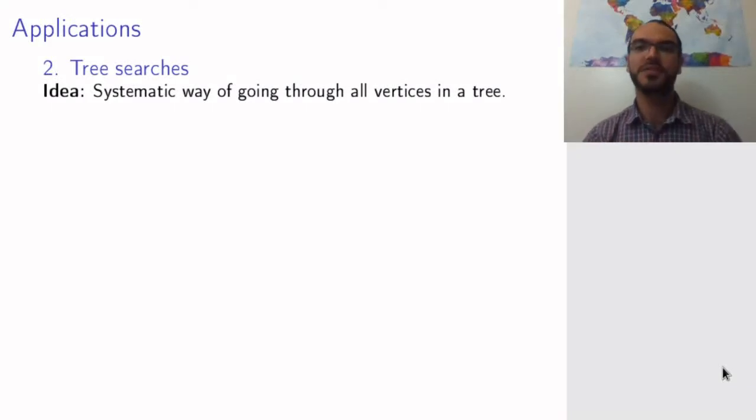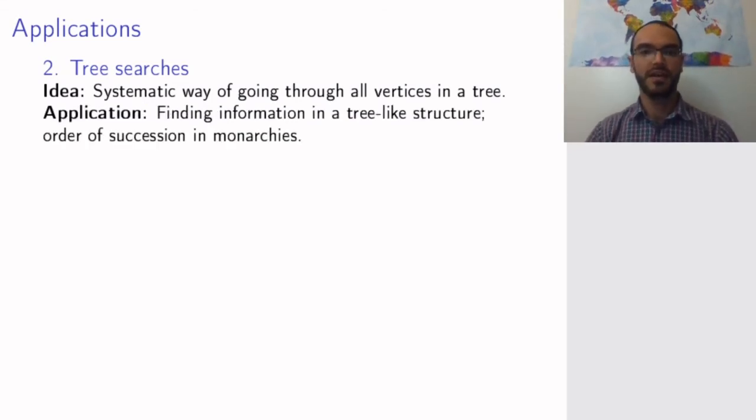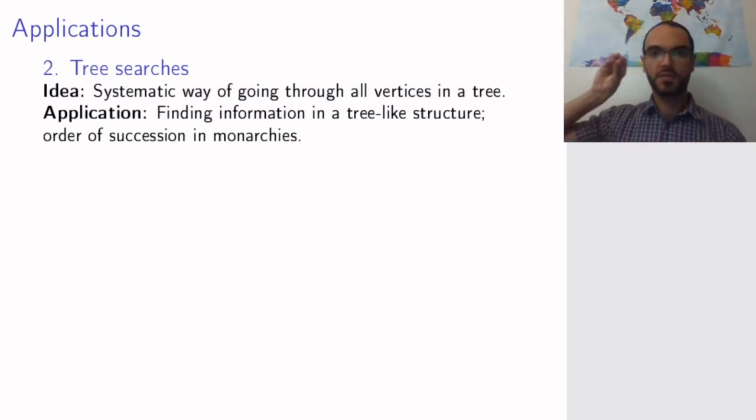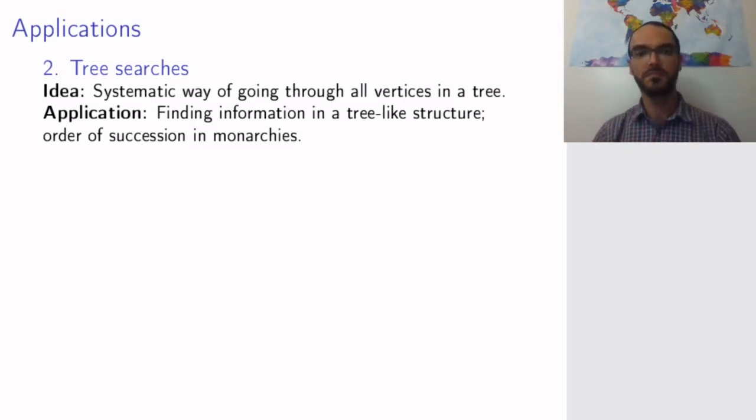Our next application comes mainly from computer science. We want to search trees, meaning that we want to find a systematic way of going through all the vertices in a tree. Why would you want to do that? Well, most often you have some information stored in a tree-like structure, maybe lots of data stored in a hierarchy of files or folders, and you want to find the precise piece of data that you're looking for.